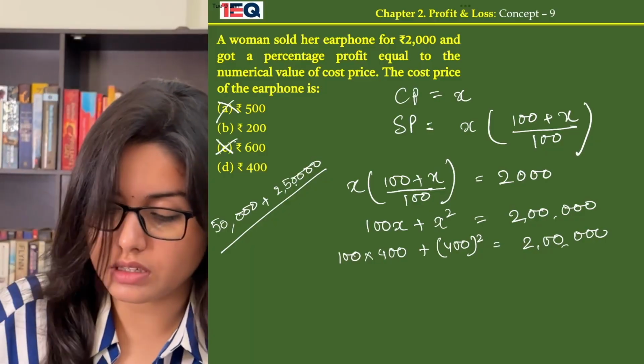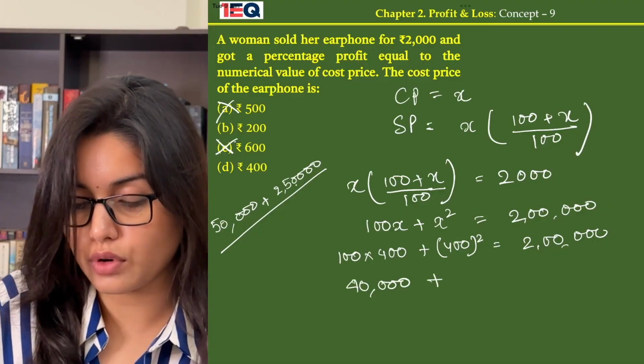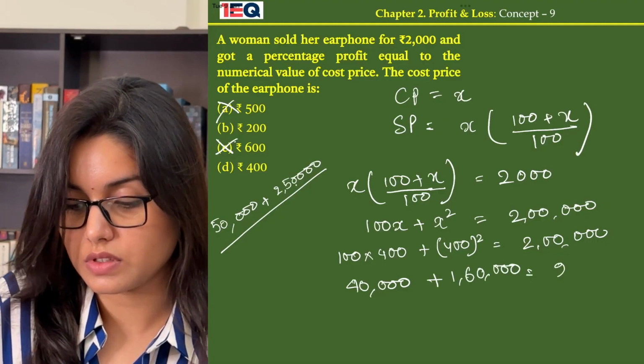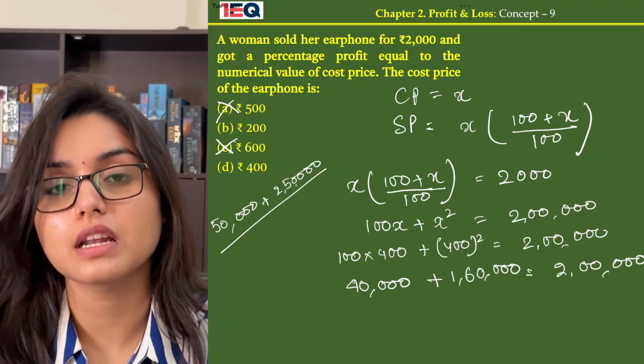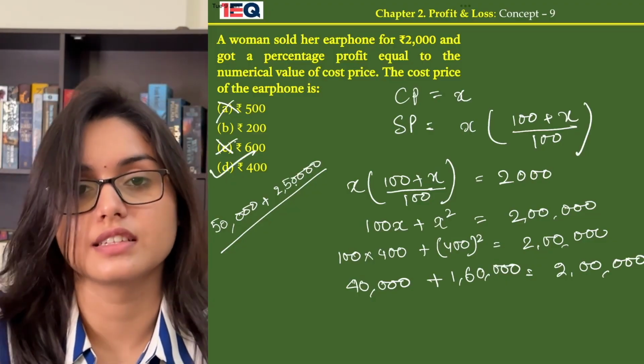100 into 400 is 40,000. And 400 square is 1,60,000, which is equal to 2 lakh. 40,000 plus 1,60,000 is 2 lakh. So my answer is option D.